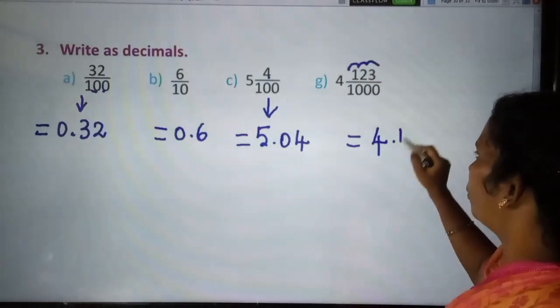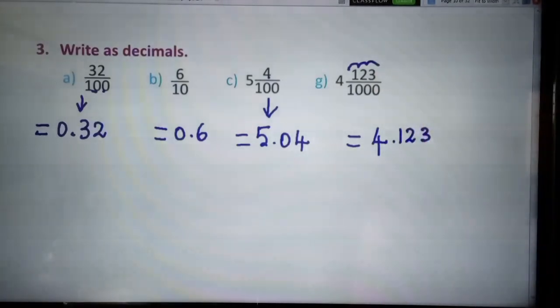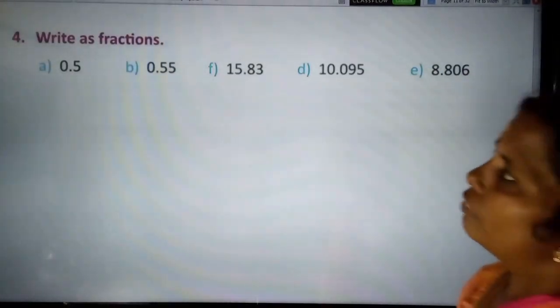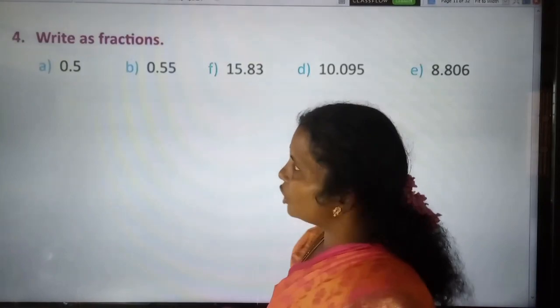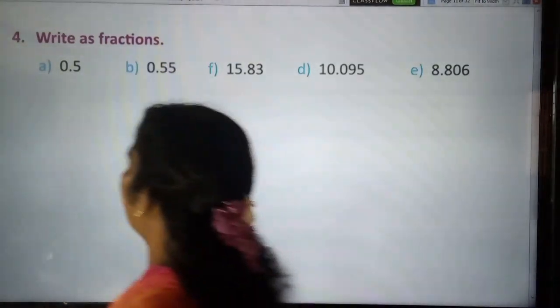Here, 4.123. Now you understand how we are putting this decimal point and zeros? The next one, write as fraction. First of all, you have converted the fraction number into decimal. Now we are going to convert the decimal into fractions.